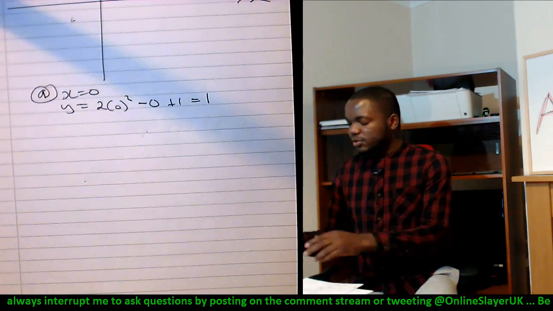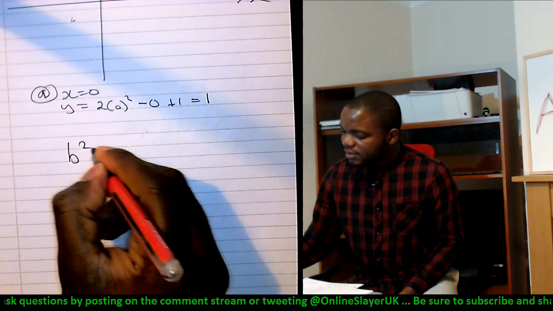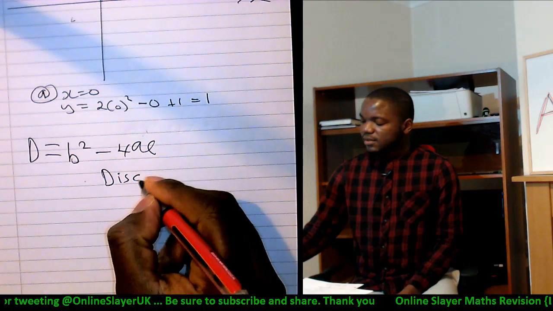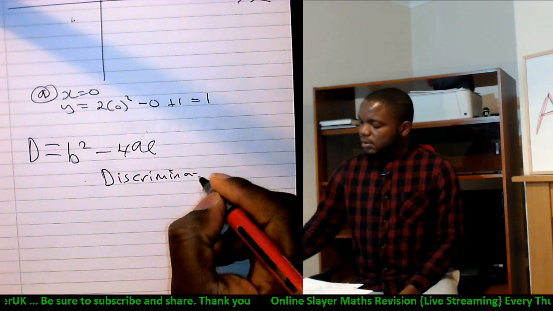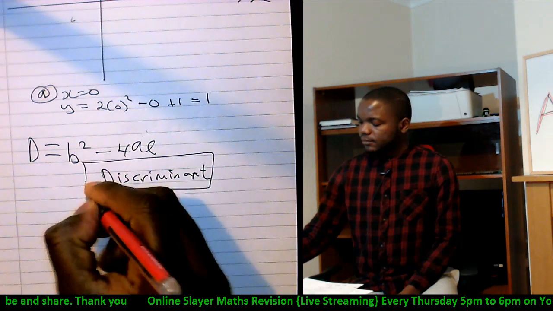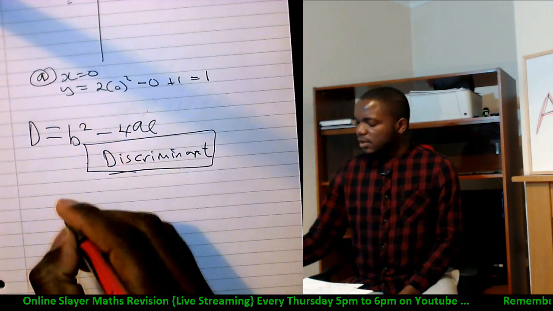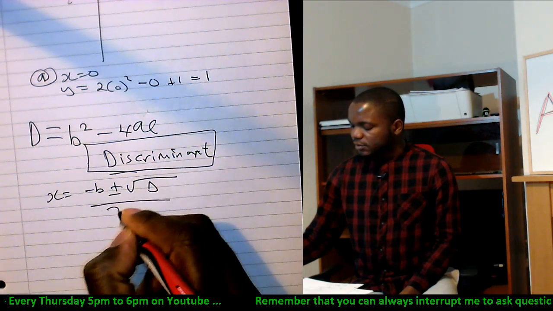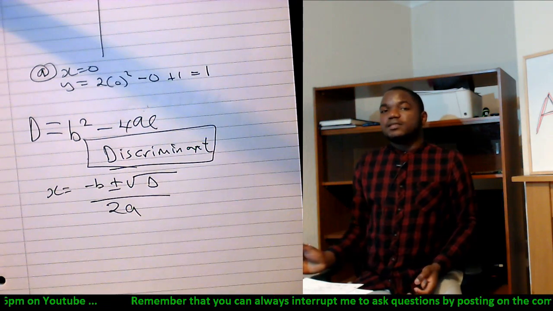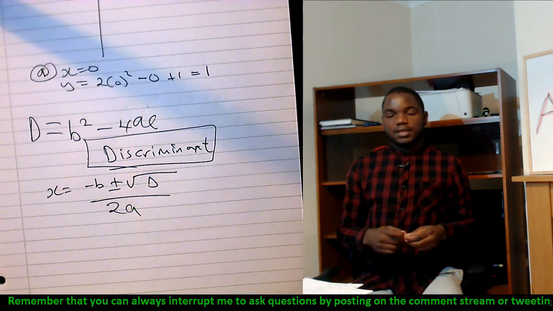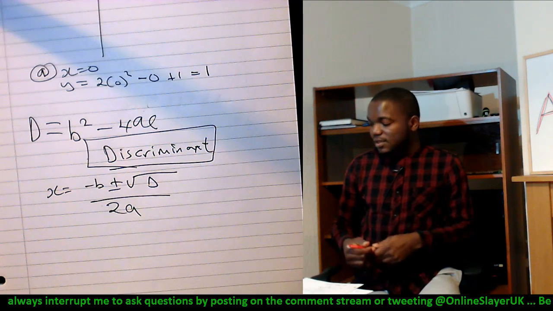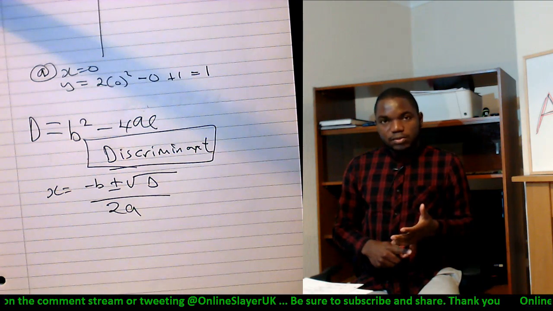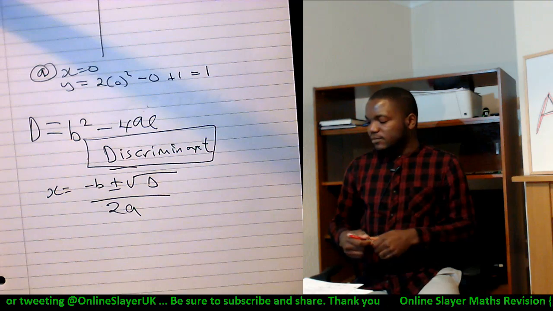But first and foremost, I want you to know that there is a name for b squared minus 4ac, and it's called D, which actually means the discriminant. Okay? That's what D is. So our formula is x equals minus b plus or minus the square root of D over 2a. The first thing to do usually before applying the quadratic formula is to check your D. If you know what your D is, then you know whether you are looking for real roots, equal roots, or complex roots. And that guides you forward.